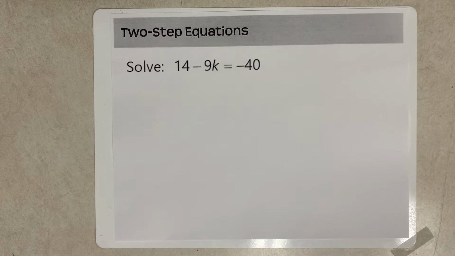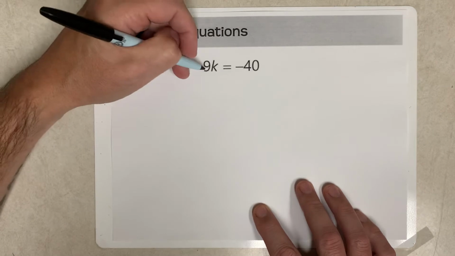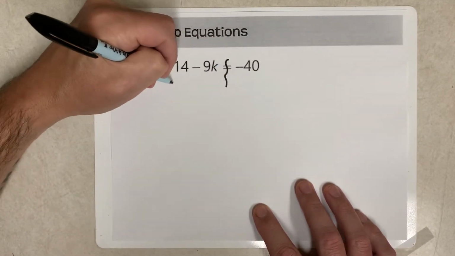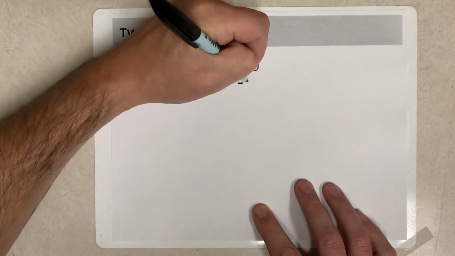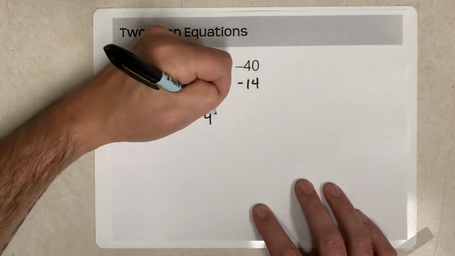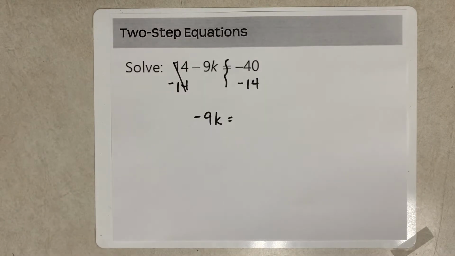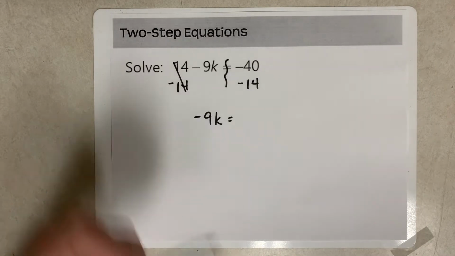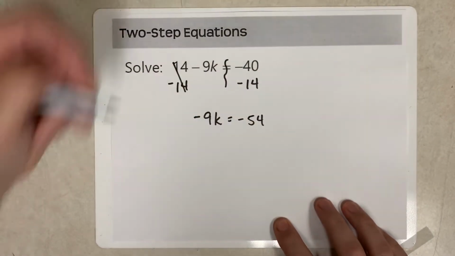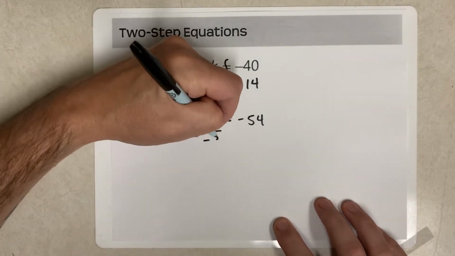All right, this one, I'm going to take the 14 and get rid of it, right? Not the -9, not the -40, this guy. Need to get rid of that 14 first. So -14, -14. So cancel those out. I'm going to bring down my -9k equals, now a -40 minus 14. So if I owe somebody $40, then I owe them 14 more. I owe them actually $54, right? So that's a -54. Now I'm going to divide by -9.